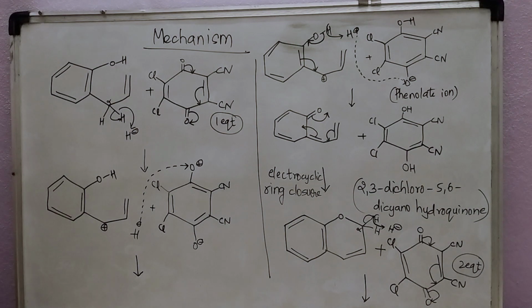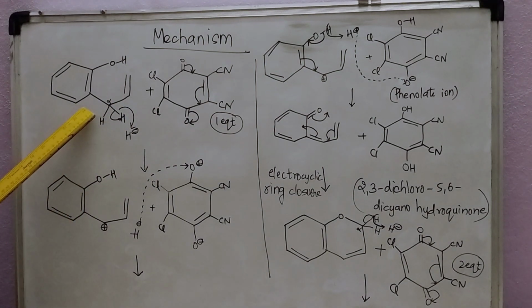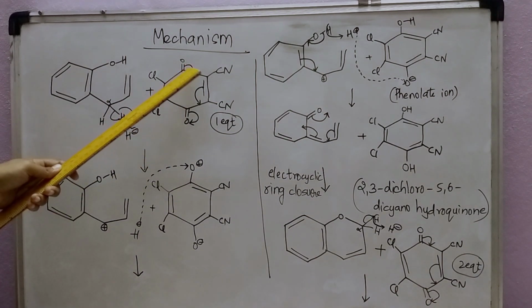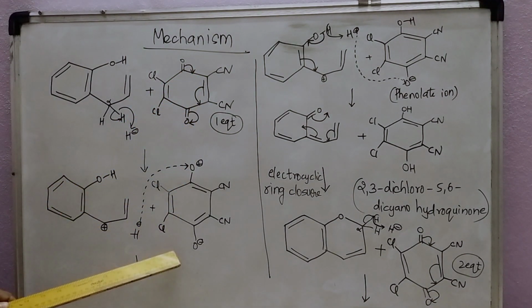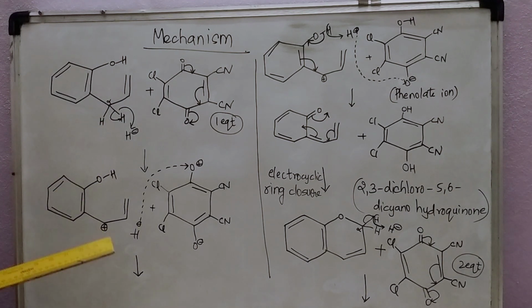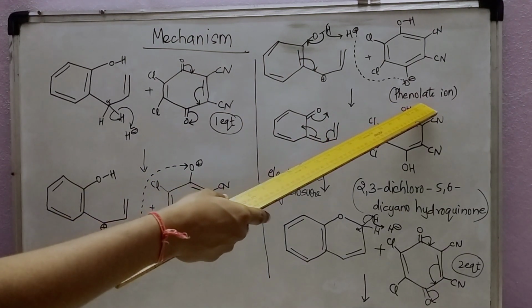Now we'll see the mechanism. The compound will be reacting with 3 equivalents of DDQ. Here this compound will react with the first equivalent of DDQ. In DDQ we can see bond delocalization takes place, giving us a structure like this. And in this compound the alpha hydrogens are present on this carbon, right? So one of the alpha hydrogens will come out as H minus and a positive charge will be formed on this carbon. This hydride ion will go and react with the positively charged oxygen, giving us phenolate ion.